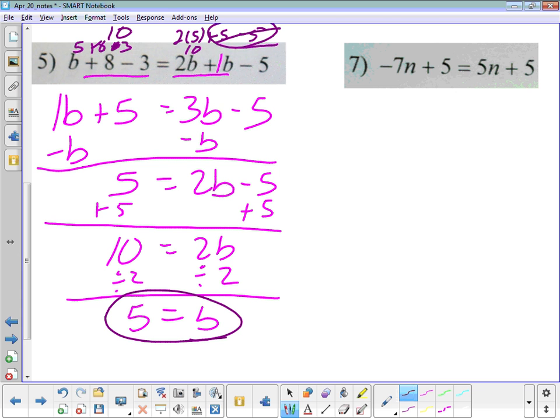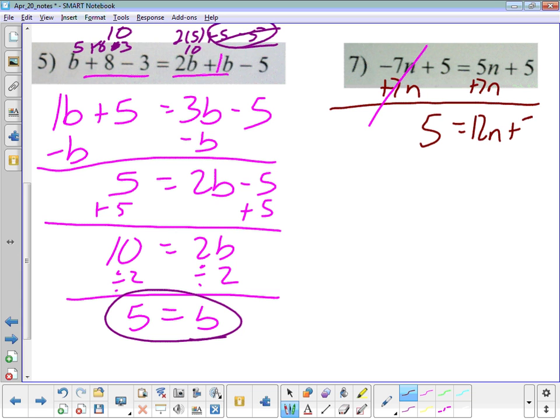Notice this time I don't have to do any simplification because all I have is an n in the number and an n in the number. So I'm going to move the smaller variable first, which would mean I'm going to add the 7n to both sides, because the negative number is smaller than the positive number. So on the left they cancel off, and I'm left with the 5. On the right I got 5n plus 7n gives me a 12n plus 5.